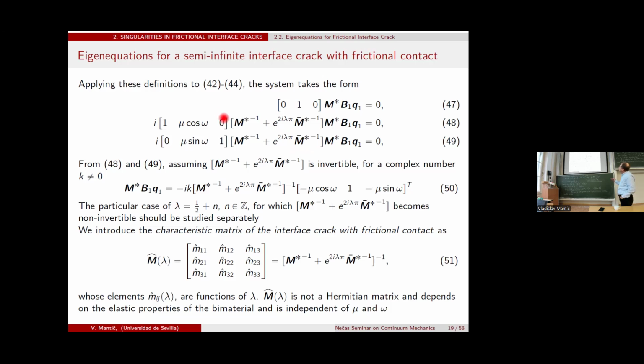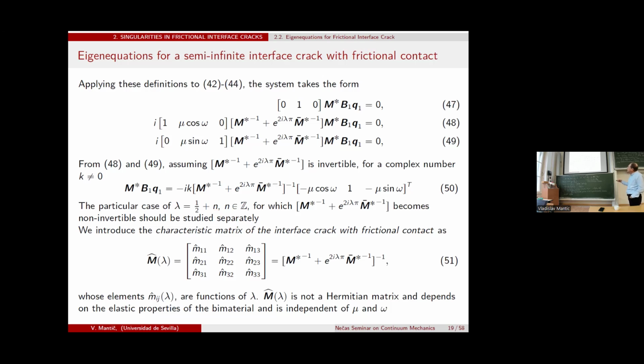And because these two equations are independent and relatively similar, by a trick we can obtain this representation of the product of two square matrices and this vector in this form, and substitute this into the first equation. This can be done if this matrix is invertible, which is not the case for lambda equal to one half plus any integer number.